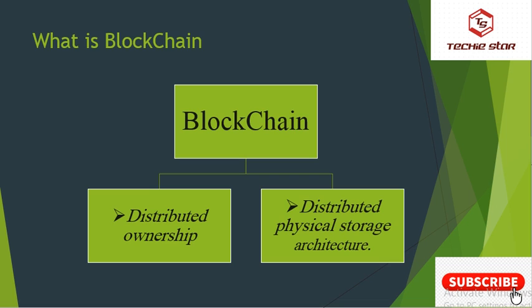And it is distributed. It means it is not stored at a centralized location. It is distributed on different nodes. So it is distributed physically. It means it is stored in physically distributed locations, and it has distributed ownership. Everyone owns the blockchain. Everyone owns it, but no one can control it.